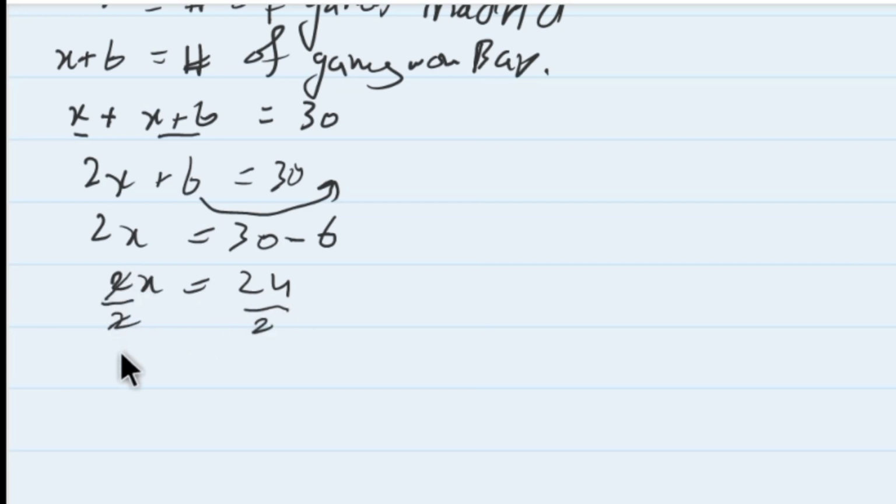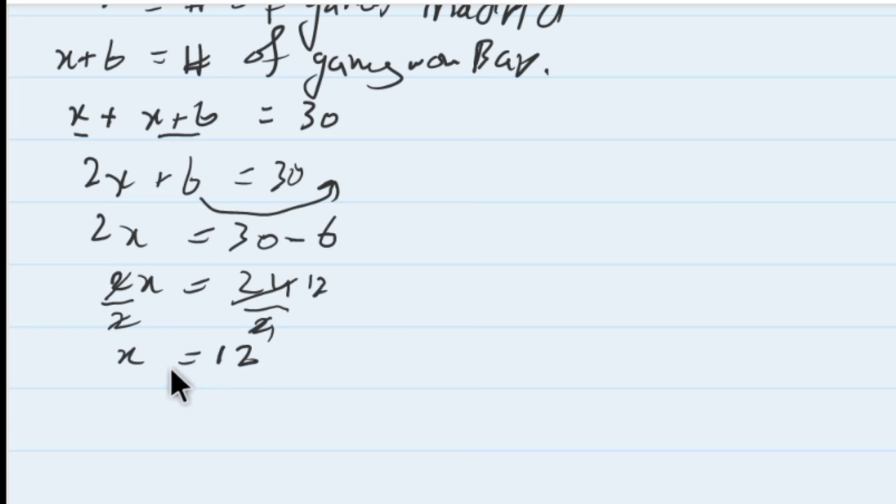Since 2 divides 2, we are left with x, and 2 ones are 2, 2 twelves are 24. So x is 12. Now we got x is 12. What was x? X was the number of games won by Madrid. So if we leave the answer as x is equal to 12, we will not get full marks.